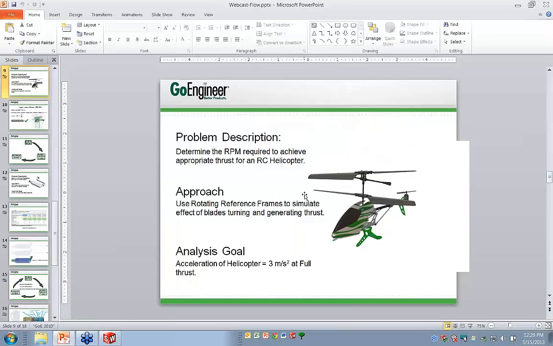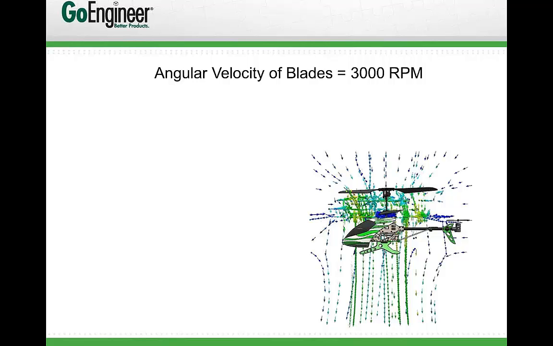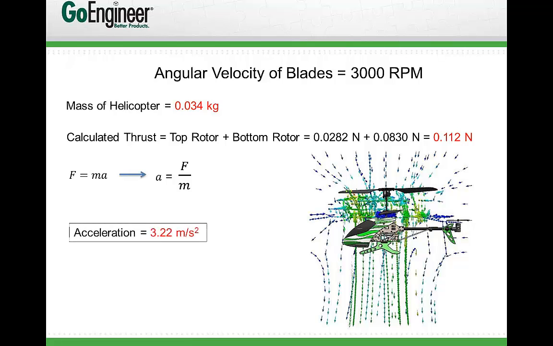Let's go back to the PowerPoint and take a look at some results here. We can see that when the angular velocity of the blades was 3,000 RPM, and we know the mass of the helicopter is 0.034 kilograms, we calculated the thrust of the top rotor plus the bottom rotor, which is a total of 0.112 newtons. From physics, Newton's second law, force equals mass times acceleration. We can rewrite that as acceleration equals force over mass. And we can determine that the acceleration at 3,000 RPM is 3.22 meters per second squared, which is very close to our goal of 3 meters per second squared.